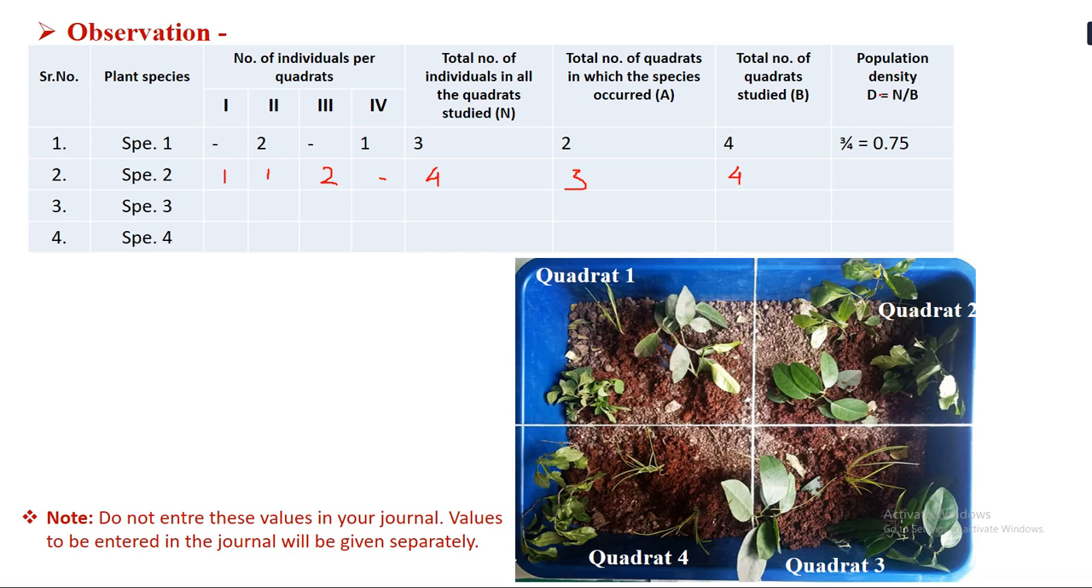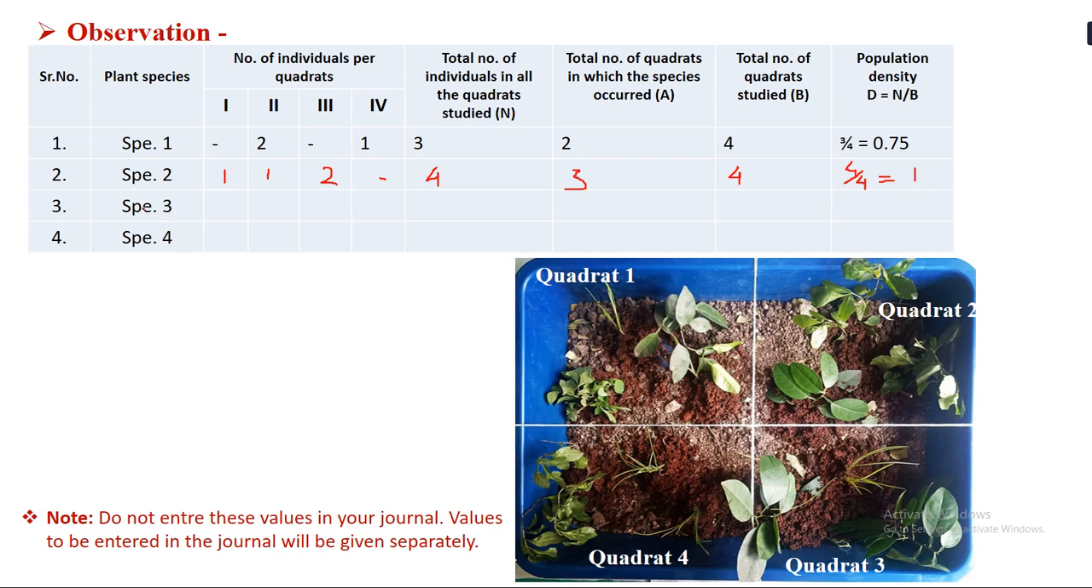And then you have to take out the population density by D is equals to N upon B. So your N over here is 4 and your B is again 4. So 4 by 4 is equals to 1. So the population density of citrus lemon is 1.